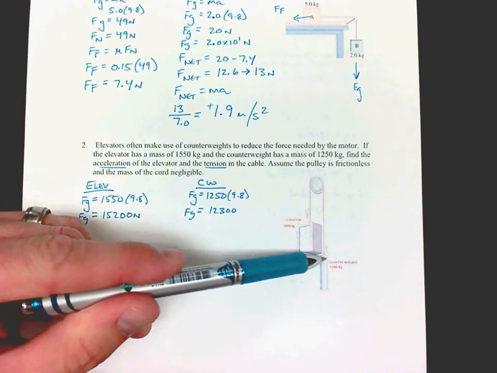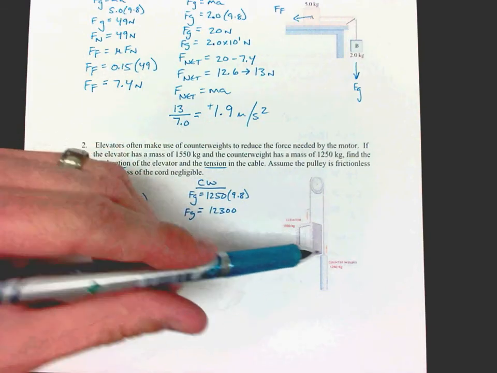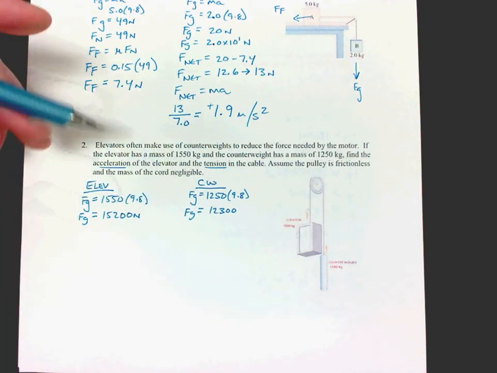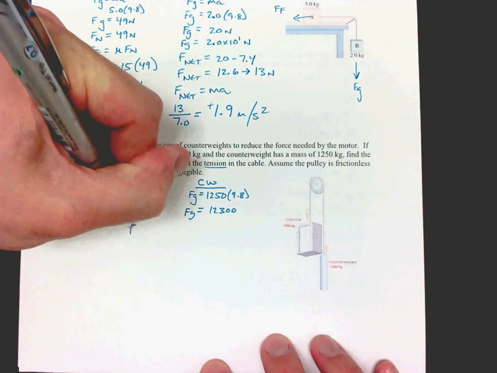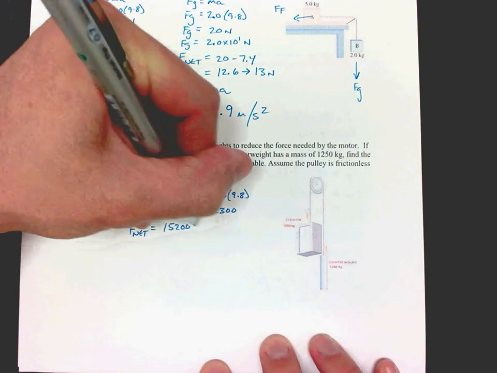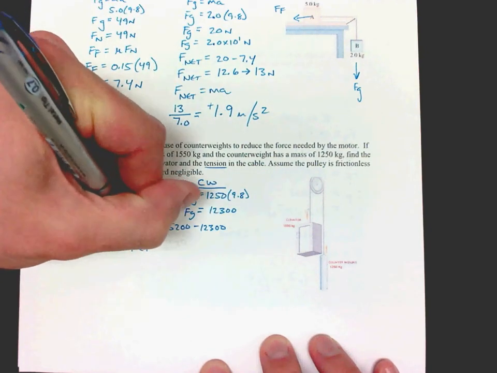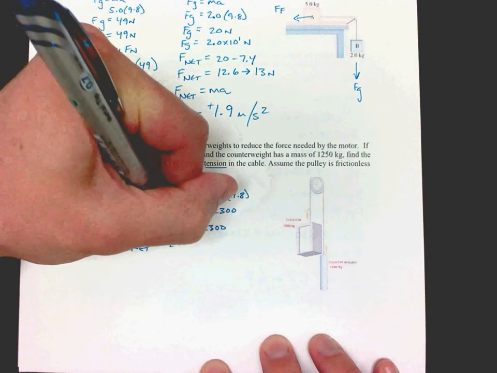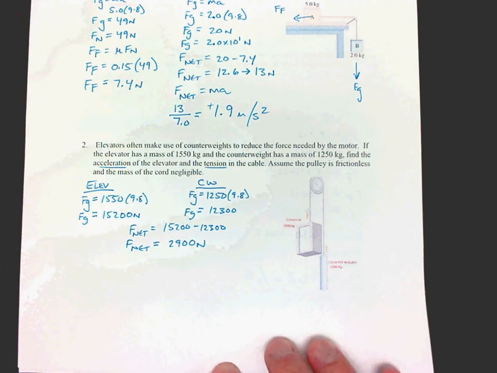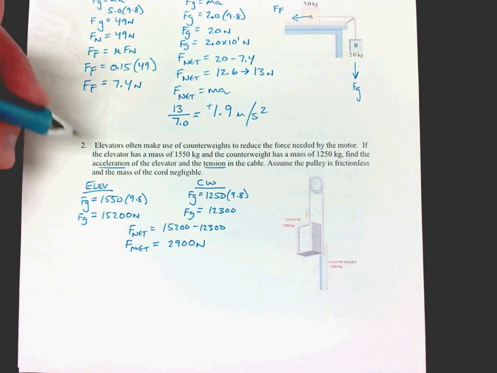And so now the thing to do, if we want the acceleration of the system, is we need a net force that's acting on the system. So we've got a little subtraction problem to do here. So I'll set that up, and we're going to get a net force of 2,900 newtons. So that's the total force acting on this system, and since it's the total force acting on the system, we can find the acceleration of the system. So that's next, which all we have to do is set this up.